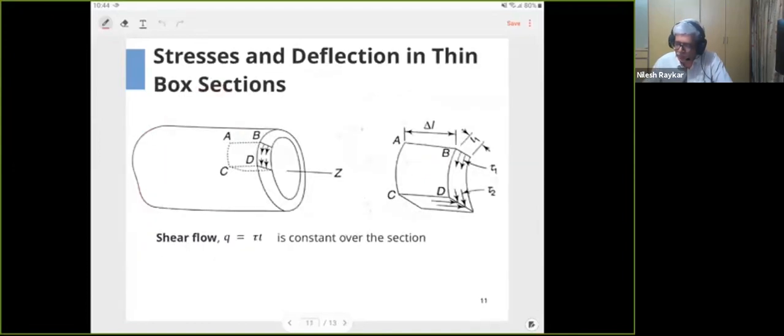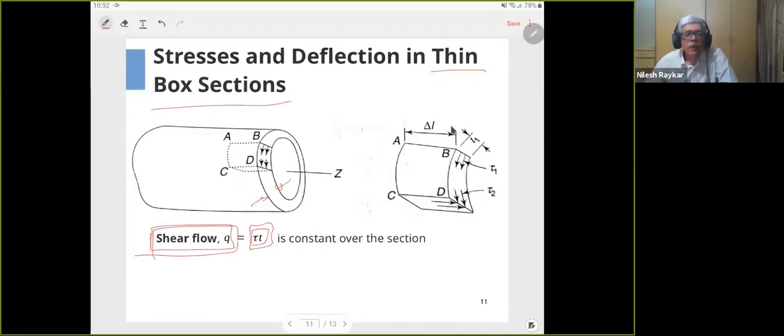And in this topic, we also saw torsion of thin box sections, that is, for hollow bars. When the thickness of these hollow bars is very small compared to the dimensions, this particular theory can be used. And we introduced a concept of shear flow.